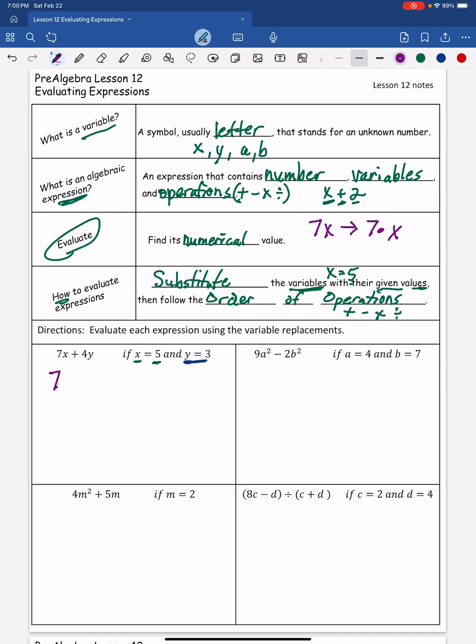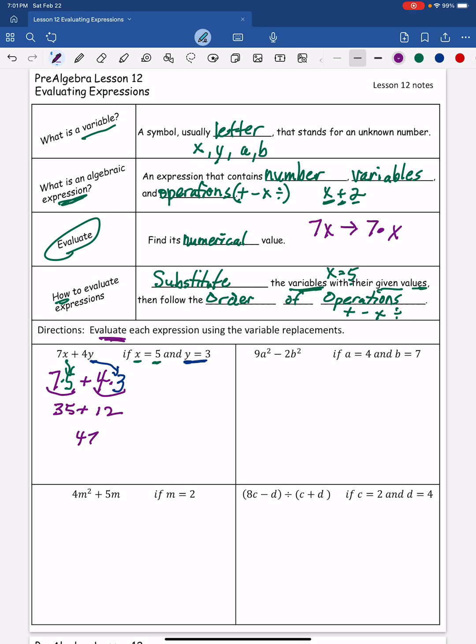So wherever there's an x, I'm going to put a 5. So this means 7 times 5 plus 4 times, in place of y, I'm going to put a 3. So in place of the y, I put a 3, and in place of the x, I put a 5. That's my first step called substitution. And then once I've done that, I just work out my order of operations. So you can see here I've got a multiply, so I'm going to multiply those two together. Here's another multiply. I multiply those two. And then I add my final 2 to get 47.